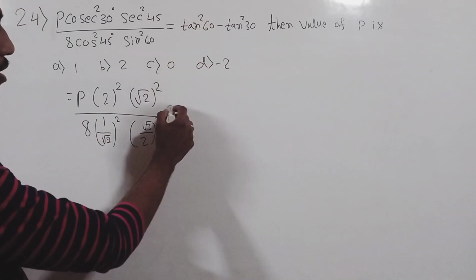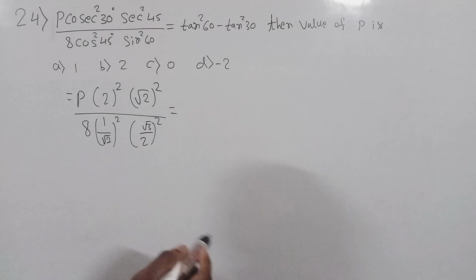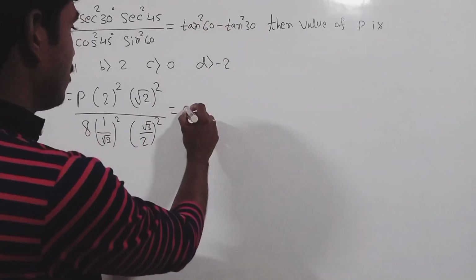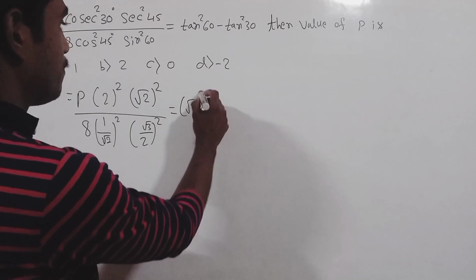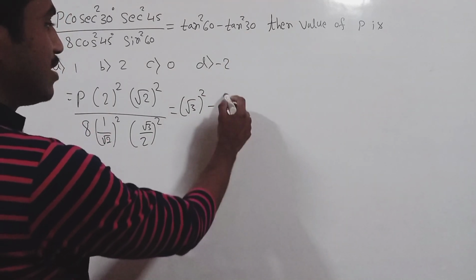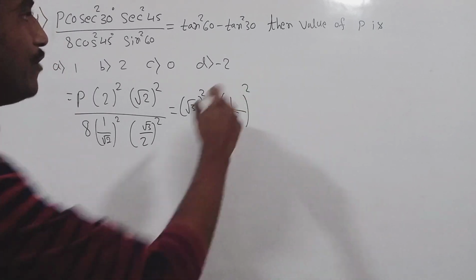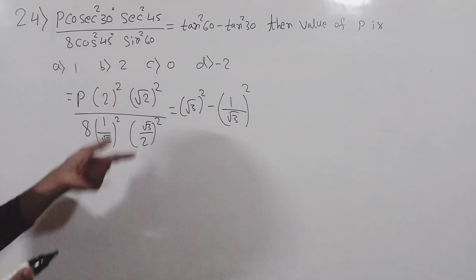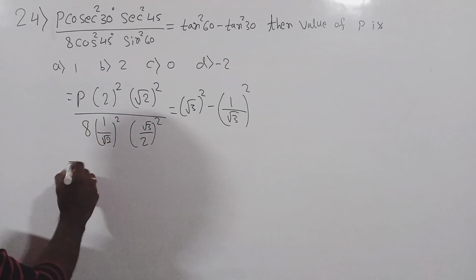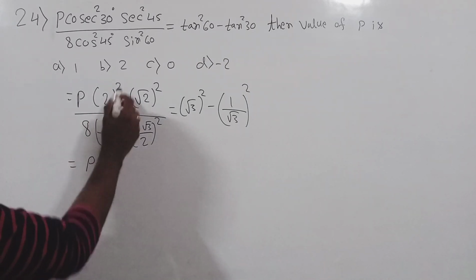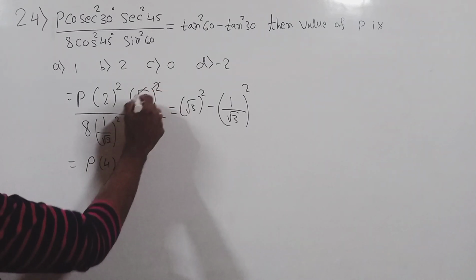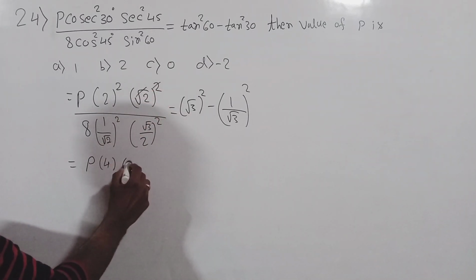And here tan square 60 minus tan square 30. Tan 60 is root 3. So root 3 whole square minus tan 30 is 1 by root 3. So 1 by root 3 whole square. So we just substituted the values and now we will solve. So here we get P, 2 square is 4, P into 4. Here root 2 whole square means the square root gets cancelled, so we'll get 2.